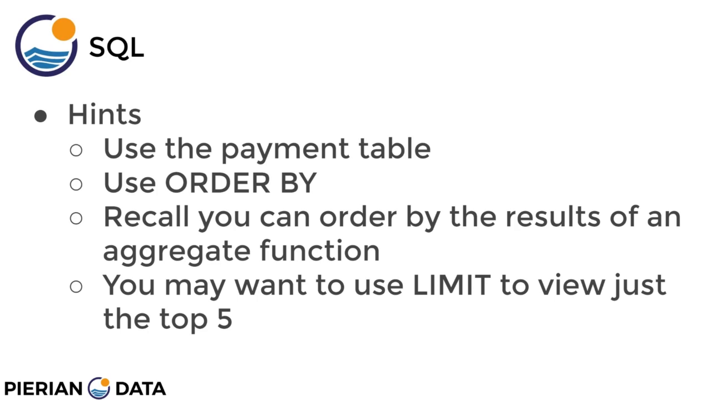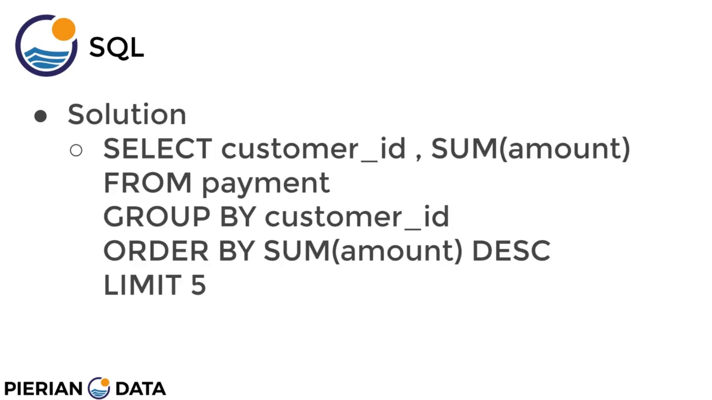Here comes the solution. So the solution is to select the customer ID column and then take the sum of the amount column from the payment table, group by the customer ID, and then order by sum amount in descending order. And in this case, we just wanted the top 5, so we also added limit 5.